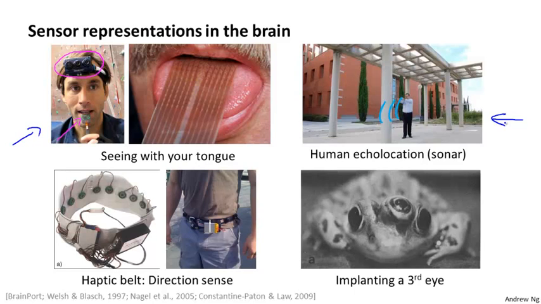Third example is the haptic belt, where if you have a strap around your waist, a ring of buzzers, and always have the northmost one buzzing, you can give a human a direction sense, similar to maybe how birds can just sense where north is. And a somewhat bizarre example, but if you plug a third eye into a frog, the frog will learn to use that eye as well.